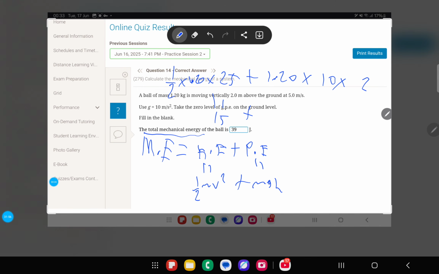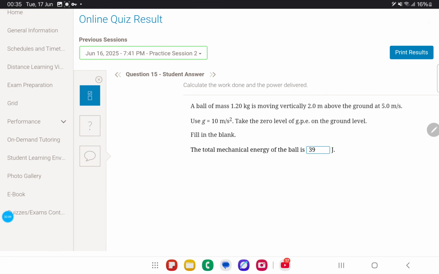15 plus 1.20 times 10 times 2, you get 24. So 15 plus 24 equals 39. That's the total mechanical energy of the ball, 39 joules. That's it. See, very easy.